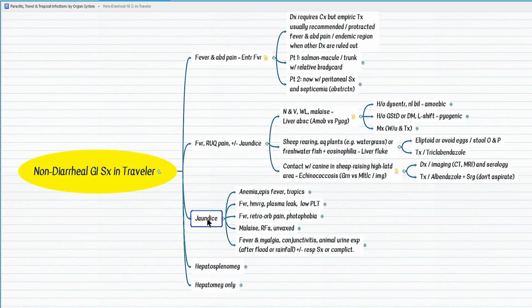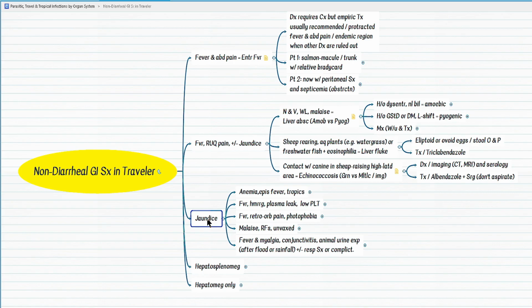Now, first case, you have a traveler with jaundice, anemia, and episodic fever. What is the best test for the diagnosis in this patient? Thin and thick blood smear for diagnosis of malaria. This is most likely a case of severe malaria because only severe malaria will manifest with jaundice due to hemolytic anemia.